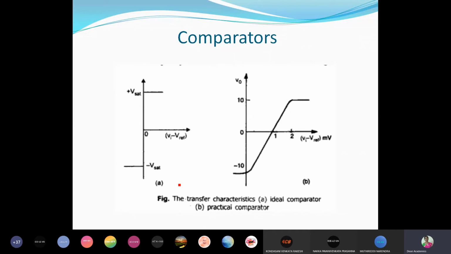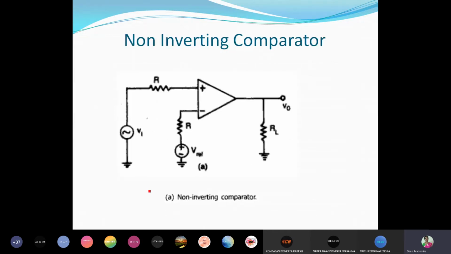Now let us see the comparator. A comparator compares two signals. There are two types of comparators, non-inverting comparator and inverting comparator. Why do we call it a non-inverting comparator? Because the input is applied to the non-inverting input terminal.